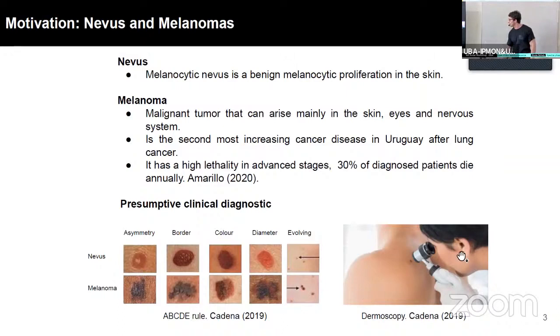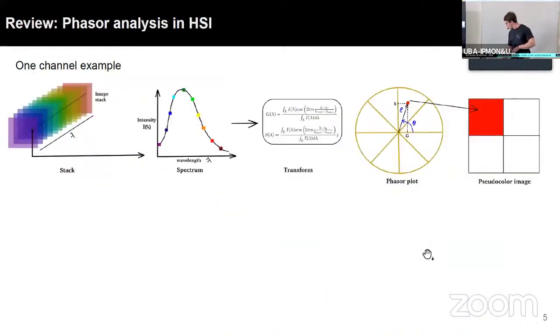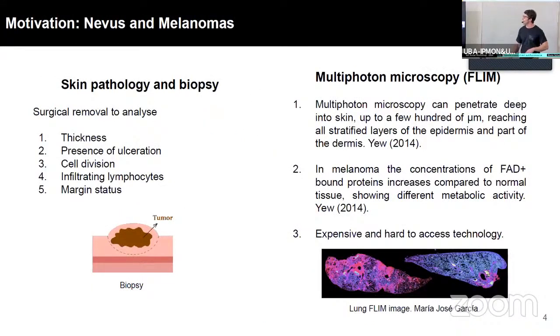This here, I just want to show you, is a dermatoscopy, which uses polarized light, so the dermatologists can see deeper into your skin. And then the skin pathology, it's surgical. They remove the sample, and the anatomopathologist or dermopathologist is specialized on thickness and presence of ulceration. It's like, well, there are patterns on that.